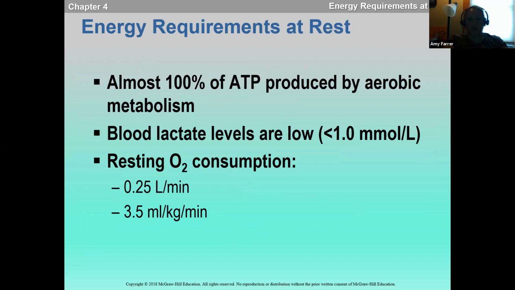So we know when we're at rest, we're basically 100% aerobic, okay? We have very low blood lactate levels, and our resting O2 consumption is fairly standard. We're going to look at 0.25 liters per minute, or 3.5 milliliters per kilogram per minute, right? So at rest, that is what we aerobically look like.